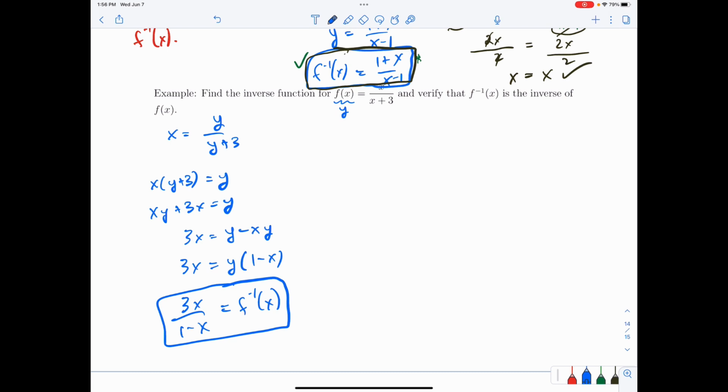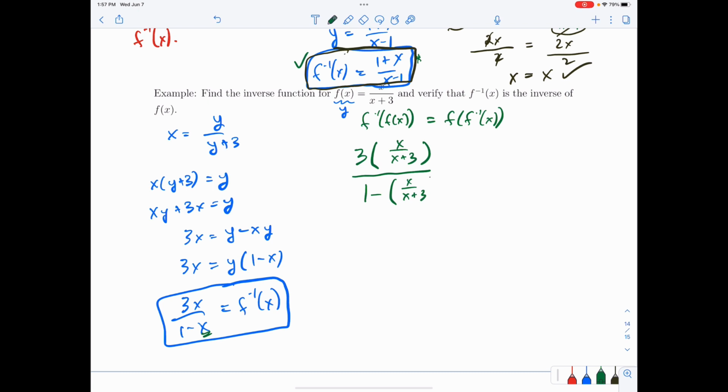So I want to show that this is actually the inverse. I want to verify that, again, by showing f inverse of f of x is equal to f of f inverse of x. Okay, so the input to the inverse function is the original function, so I'm going to say 3 times the original function divided by 1 minus, and then in place of this x, I'm going to do x over x plus 3.